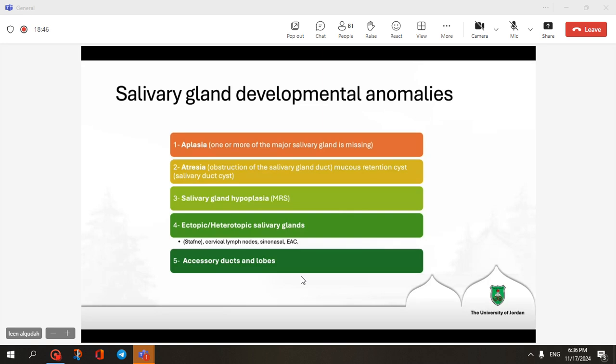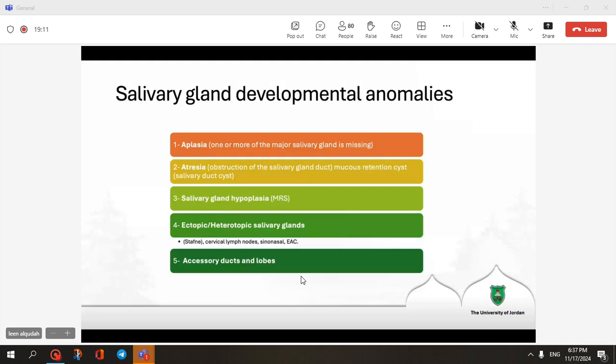Another syndrome is the hemifacial microstomia and mandibulofacial dysostosis, also known as Treacher-Collins syndrome, and the lacrimo-auriculo-dentodigital syndrome. This is an autosomal dominant syndrome, usually associated with a fibroblast growth factor number 10, and usually patients will have dental anomalies and hearing loss, along with a missing salivary gland.